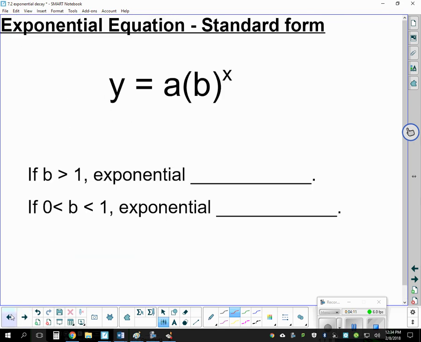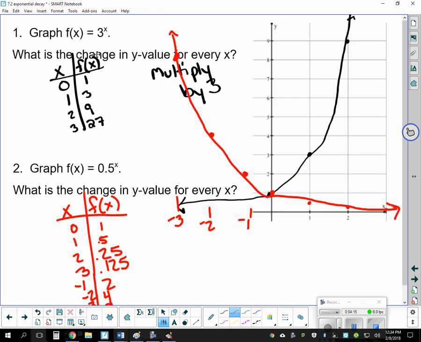So how do you tell, looking at an equation, if something's exponential growth or exponential decay? Well, look at the two equations we had here. They both had x's in the exponents. That's what makes them exponential. But then we have to figure out, based on the numbers, if it's growth or decay. And maybe you see it.